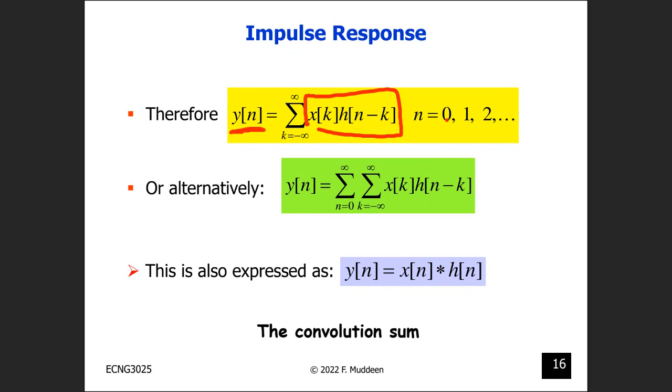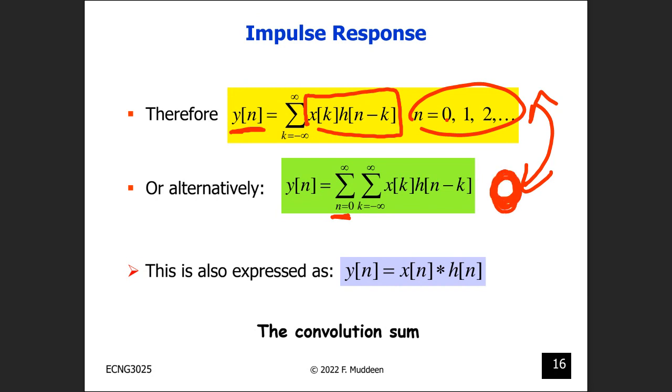Or alternatively, for those of you who do programming, this is like a double loop, a double summation. I could put the n here on another summation sign outside. So both of these are the same thing. This is the inner loop that is running from k equal to minus infinity to infinity, and then the outer loop where n is running from naught to infinity. So it runs the inside, then it runs the outside, and then it increments, runs the inside, increment, run the outside, and so on.